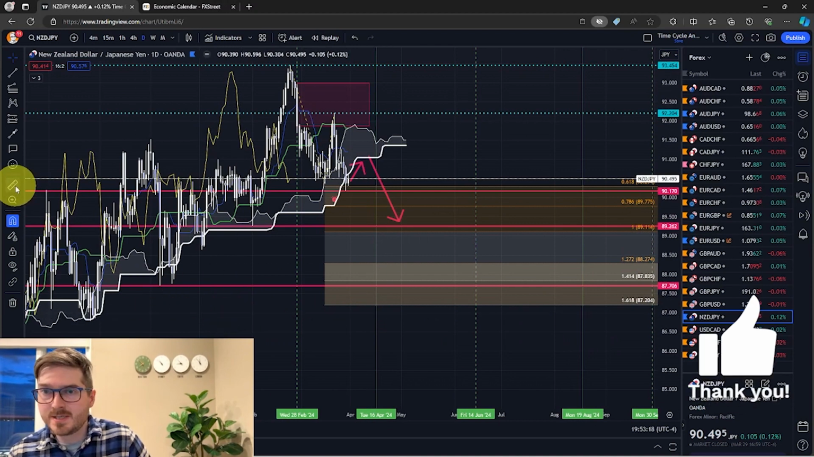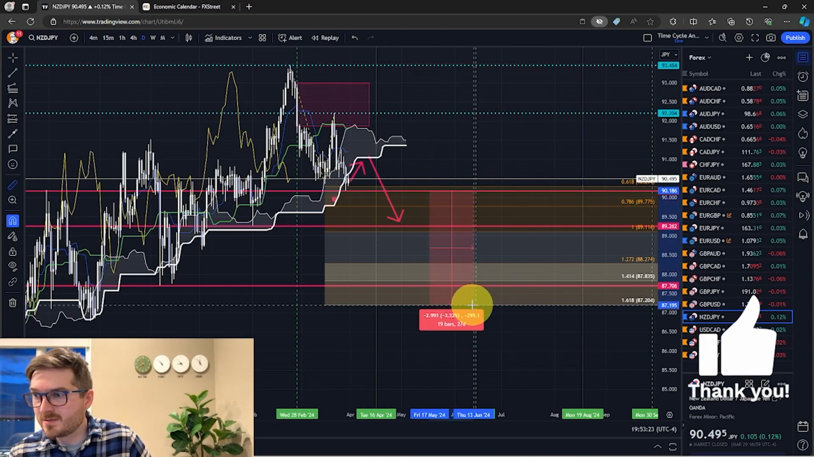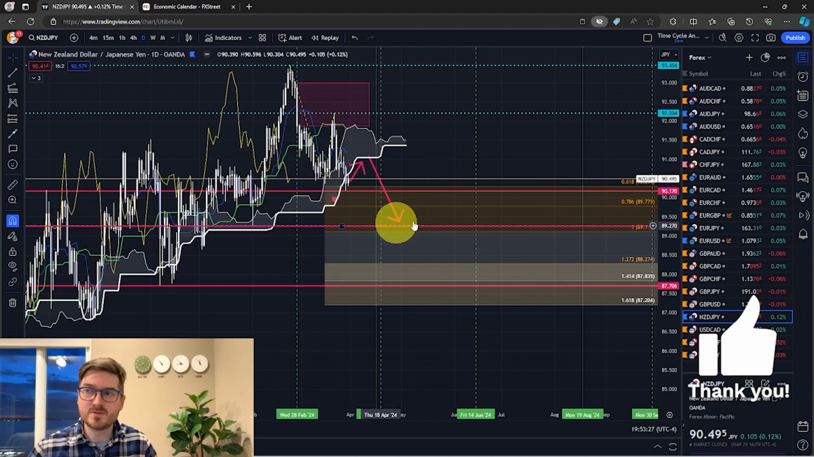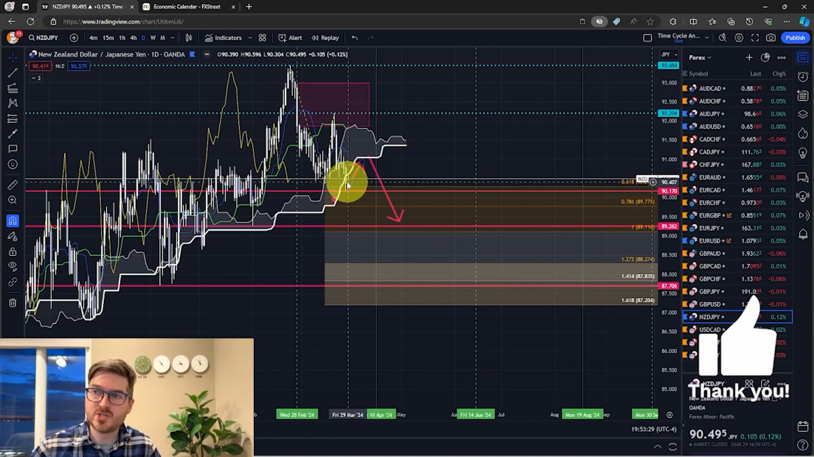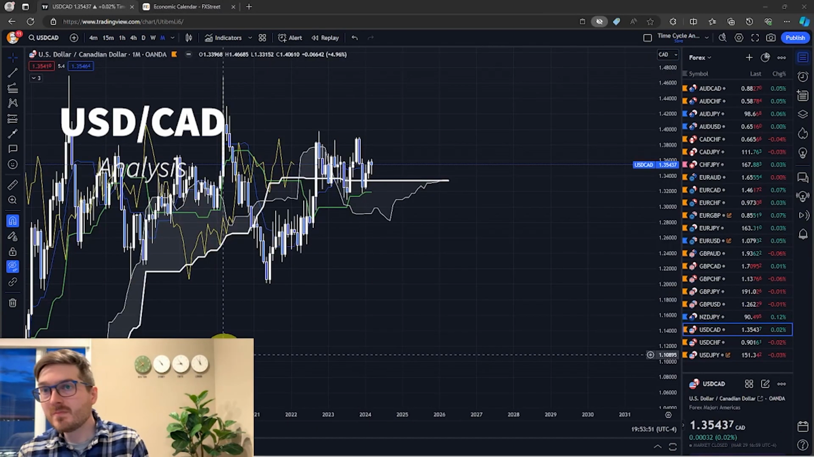So guys, from this support level all the way down to here is 299 pips. So plenty of space to make profits on this one. We just got to be patient and wait for the proper setup. But it looks like we're starting to get something going here. So keep this one in mind: New Zealand dollar, Japanese yen.